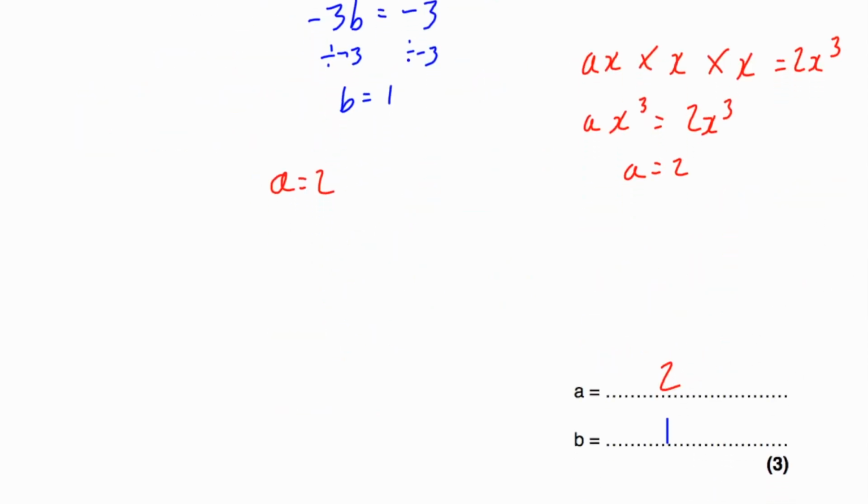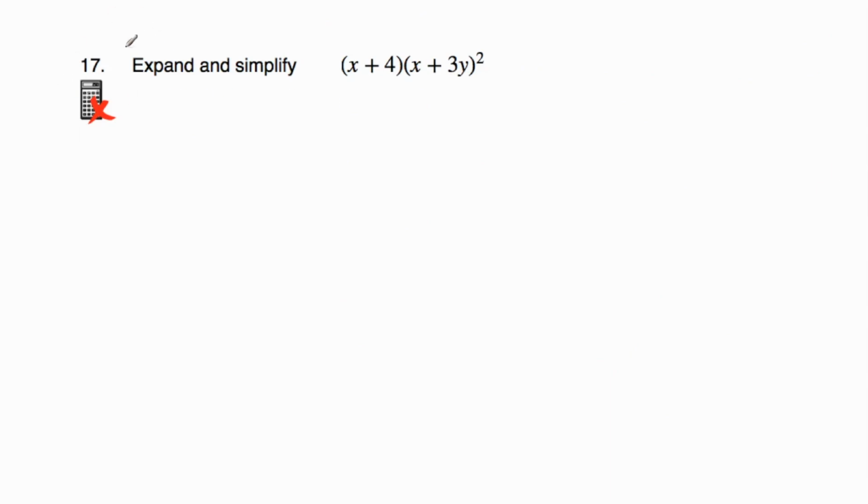Okay, let's have a look at our last question. Question number 17. We've been asked to expand and simplify x plus 4 and then in brackets x plus 3y squared. So that means if we multiply this out, remember squared means multiply by itself, we've got x plus 4 and then we're going to multiply that by x plus 3y and then x plus 3y because we need to multiply the bracket by itself. So we need to multiply these together.